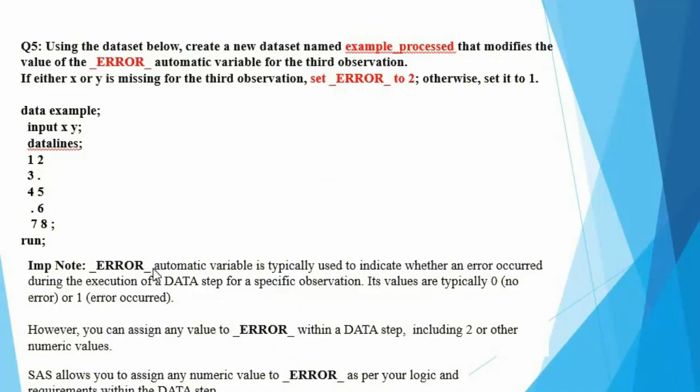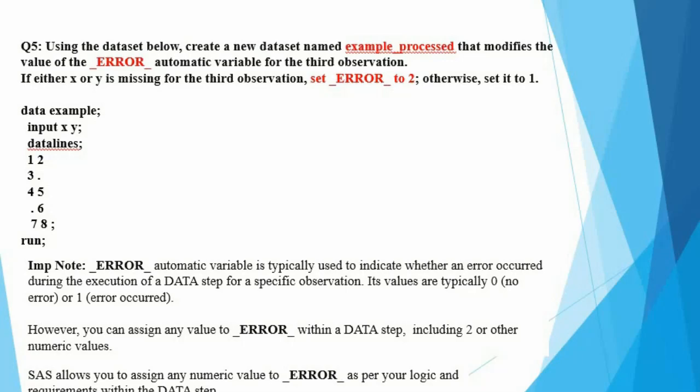So the _error_ automatic variable is typically used to indicate whether an error occurred during the execution of a data step for a specific observation. Its values are typically 0 in case there is no error, or 1 in case there is an error. So basically that's why it's called a binary variable. However, you can assign any value to _error_ within the data step, including 2 or any other numeric values. SAS allows you to assign numeric values to _error_ as per the logic and requirement within the data step. Okay, I hope it is clear.